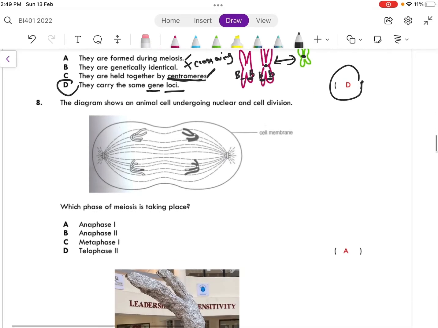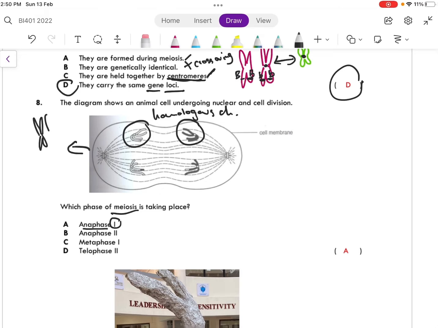Next, we go to question 8. It shows this diagram. They ask you what phase of meiosis is taking place. Immediately, I would say that this is anaphase 1. How do I know it's anaphase 1? Because if we see over here, what is separating are homologous chromosomes. That means right before this phase, we had homologous chromosomes lined up in bivalents at the metaphase plate. That means this has to be metaphase 1. It is not metaphase 2. So I would say this is likely anaphase 1 taking place.